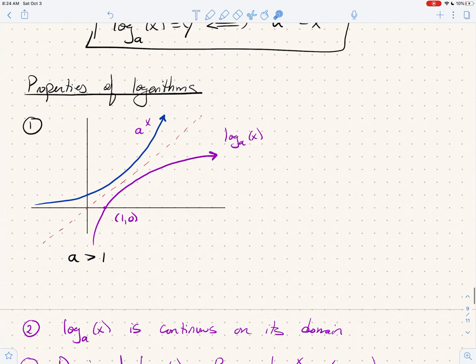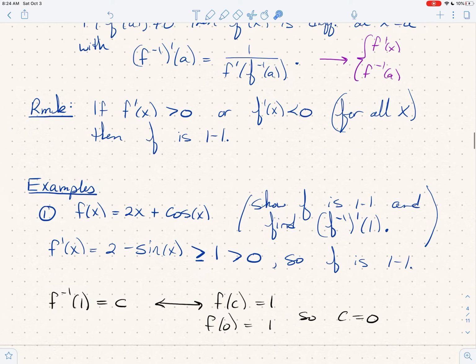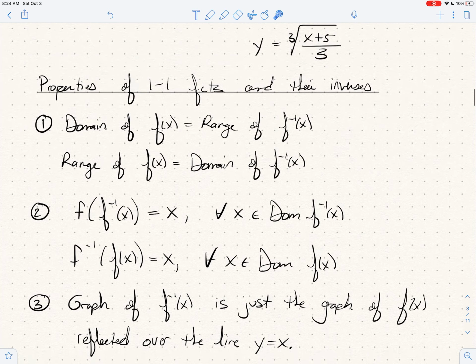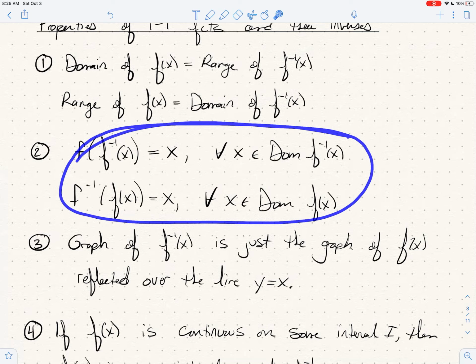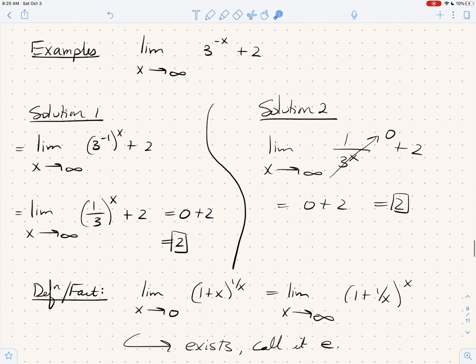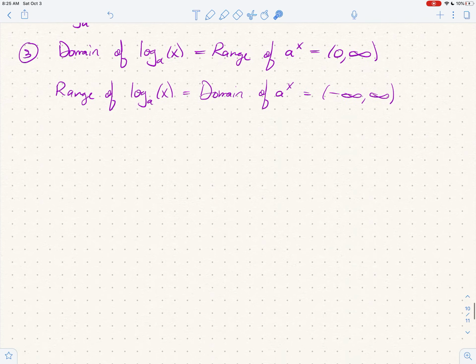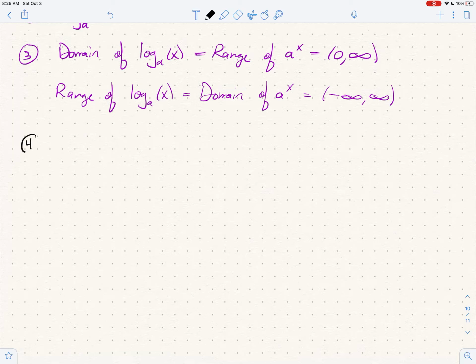I'm going to scroll way up for just a minute. When we laid out functions and their inverses, we wrote out these properties. When you compose f with its inverse, you get out x, and vice versa: f inverse with f, you get out x. So I want to scroll back down now and write those properties down in this specific case with you.